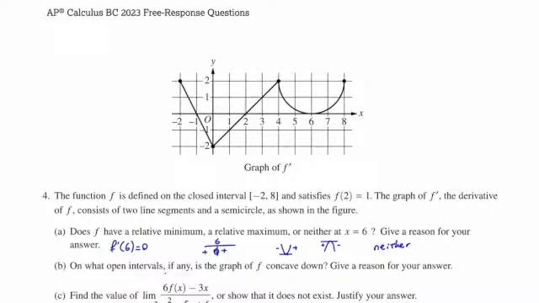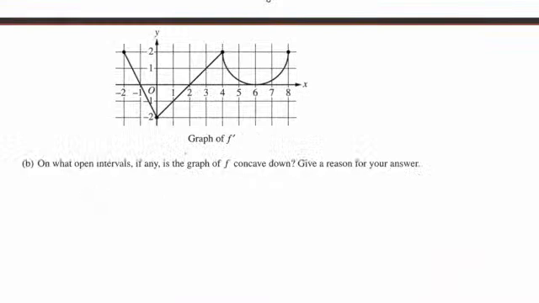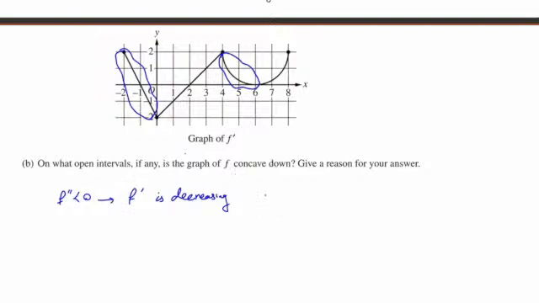Part B. On what open intervals, if any, is the graph of f concave down? Give a reason for your answer. Concave down means f double prime should be negative, so f prime is decreasing. Here in this part it is decreasing, in this part increasing, again in this part decreasing. Because it says open interval, the answer is from negative 2 to 0, union 4 to 6, because f prime is decreasing.